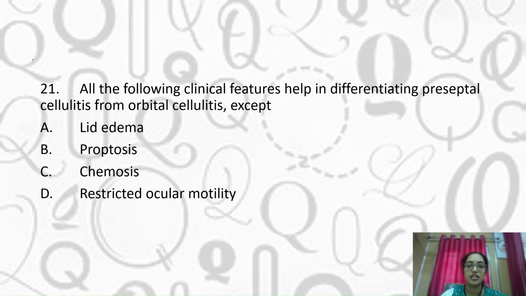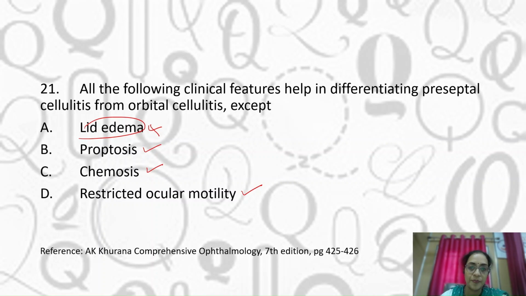All of the following are clinical features that help you differentiate preseptal from orbital cellulitis. This is another important question, differentiating preseptal from orbital cellulitis. Lid edema is present in both, so it cannot be the right answer. Proptosis, yes. Orbital cellulitis will have proptosis and preseptal will not. There will be chemosis in orbital cellulitis and restricted ocular motility can also be expected in orbital cellulitis. So lid edema is common to both, so you cannot use this as a criterion to differentiate between preseptal and orbital cellulitis. So the right answer here is A.